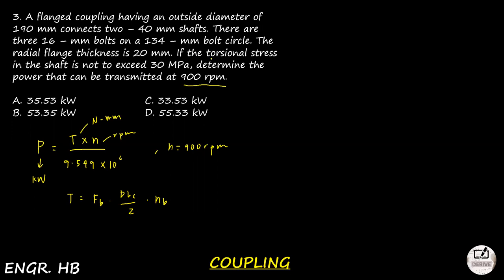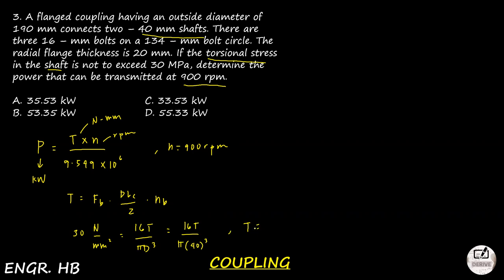So, meron din siyang given na torsional stress of the shaft. Ayan, given na naman si torsional stress ng shaft. So, that was 30 megapascals. And we all know na kapag given yung shaft stress, syempre may torque dyan. Galing yan sa 16T over pi D cube. So meron tayong given na shaft, ang sabi kanina, connects to 40 millimeter shafts. So that was 16T over pi times 40 cubed. So meron na tayong torque.